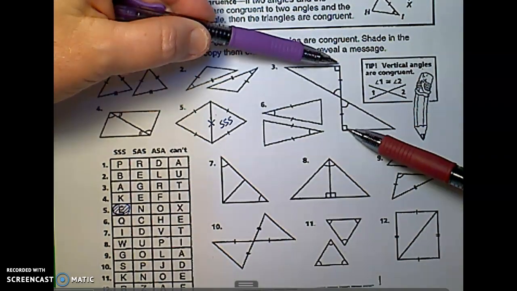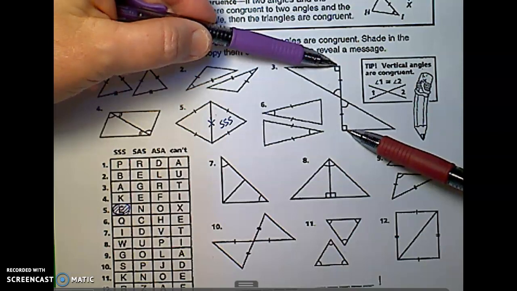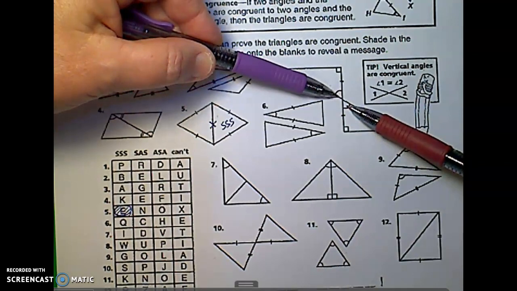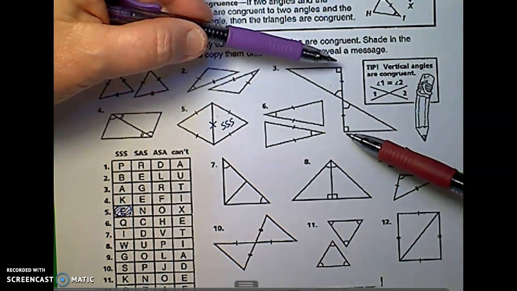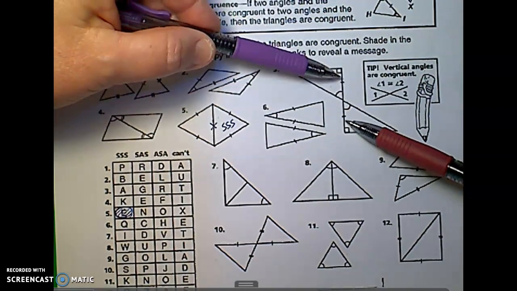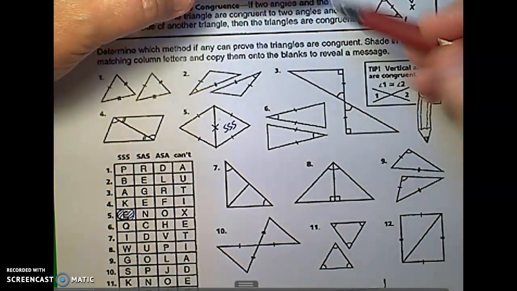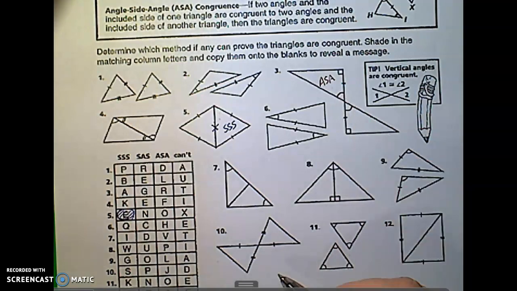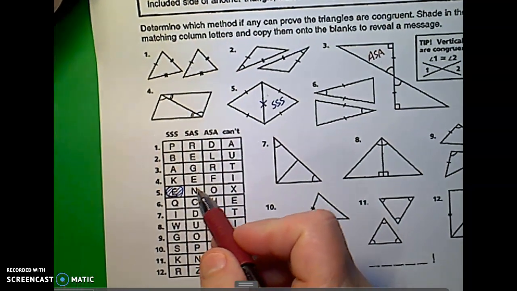So in this case, we have the right angles are congruent, this single tick mark side is congruent, and then these two angles are congruent. So on this particular shape 3, we have angle, side, angle. Angle, side, angle is how we know that these two triangles are congruent. So on number 3, I'm going to come up here and circle angle, side, angle.